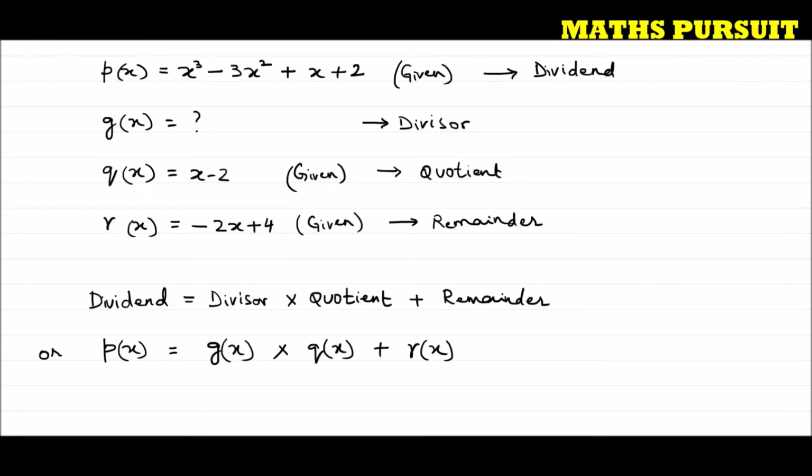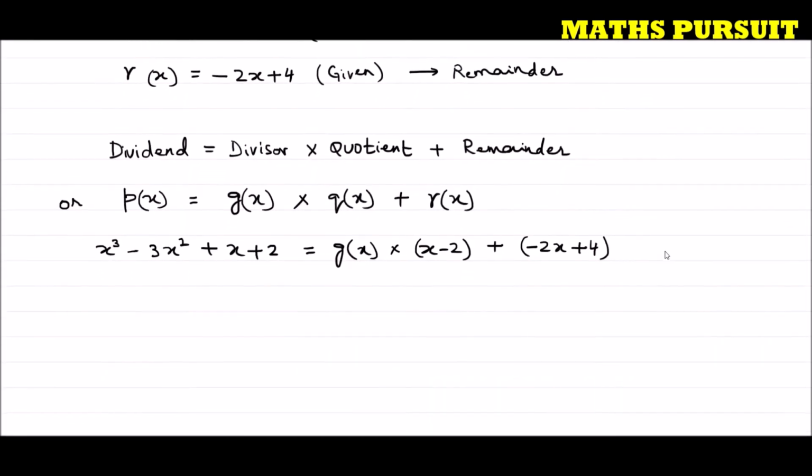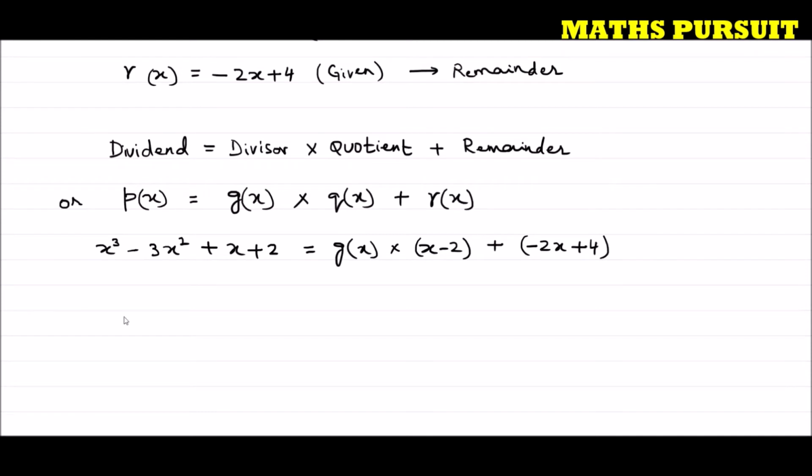Now let me write it down. The question has given us p(x) is x to the power 3 minus 3x to the power 2 plus x plus 2, which is equal to g(x). Let us keep this one as it is because we do not know what g(x) is, into q(x). q(x) is x minus 2 plus remainder, or r(x), is minus 2x plus 4. Hope guys till here I am very clear. I'm going very slowly and step by step so that you people can understand. I'm not rushing.